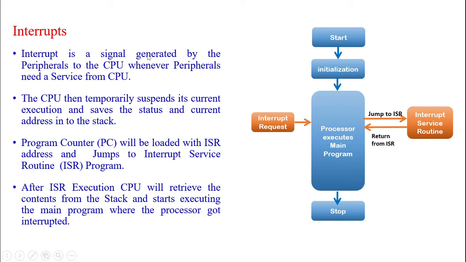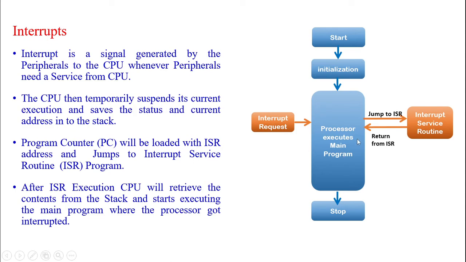Now the definition. An interrupt is a signal generated by the peripherals to the CPU whenever peripherals need a service. This is what I explained just before this diagram. Whenever a peripheral requires a service, the peripheral will send an interrupt request signal to the processor. Upon receiving the interrupt request from the peripheral, the CPU, which is nothing but your processor, then temporarily suspends the current execution.